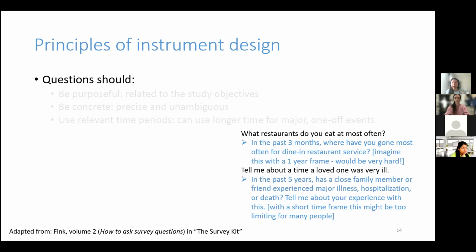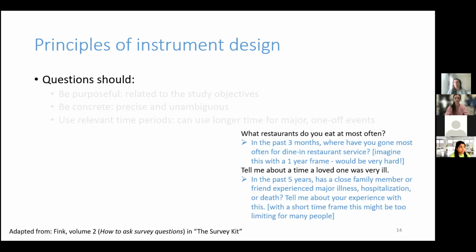So for things that happen a lot, think about the right time frame. 7 days might be too short, 1 year might be too long, so what's the right distance? But if you were interested in a time a loved one was very ill, and you wanted to put some time bound on it, you didn't want it to be 35 years ago, you want it to have some recency, you might say, in the past 5 years, has a close family member or friend experienced major illness, hospitalization, or death? Tell me about your experience with this. So again, this is an example of making it more concrete and tying it to a time period. And this is an example where too short a time frame might be too limiting for a lot of people.